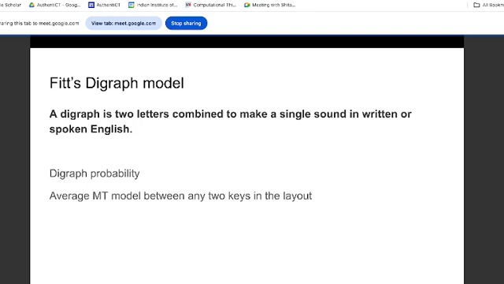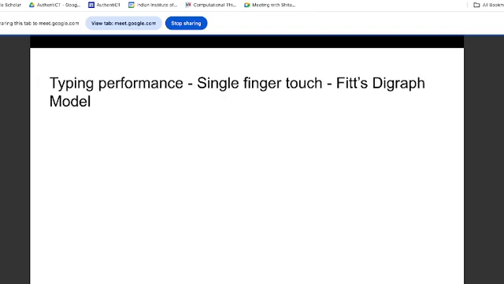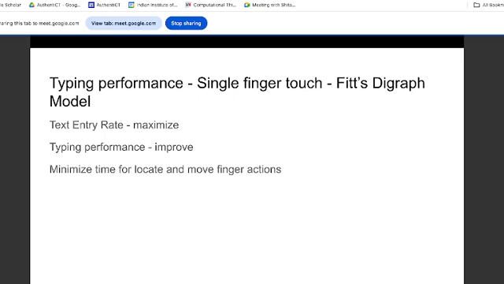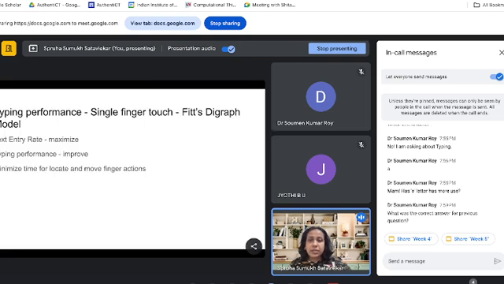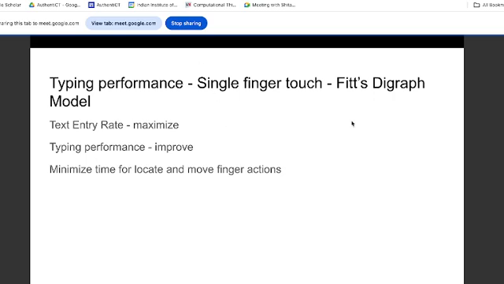Okay. Next one. The aim is to calculate the average movement time and model it while typing any two keys in the layout. The Fitts digraph model is for the single finger touch option. Recollect that the aim was to maximize the text entry rate. For that we want to improve the typing performance of the user, and to achieve that we try to minimize the time to locate and move the finger across the different letters they want to type next. Remember, this is for single finger touch operation. Then we will see what happens for the two thumbs touch operation.